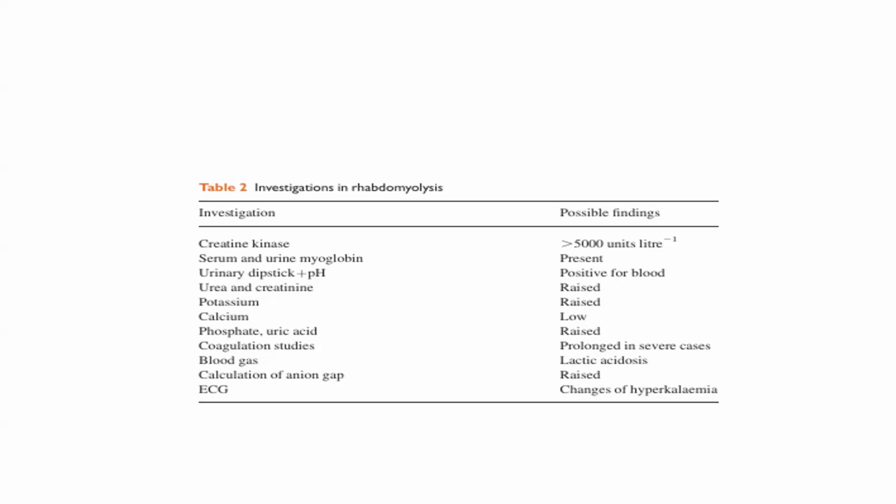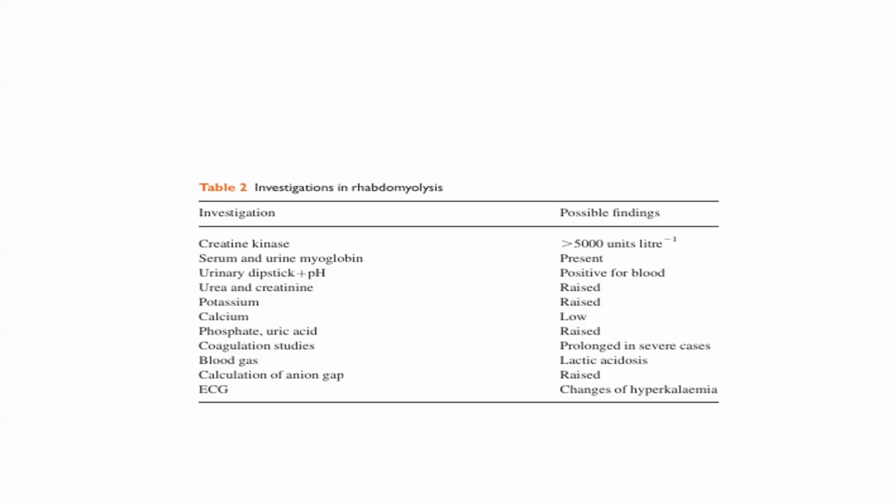But in the absence of myoglobin, we cannot rule out rhabdomyolysis. Then the urine dipstick will be positive for blood. Urea and creatinine will be raised because of the AKI. Potassium will be high, calcium will be low, and phosphate level will be raised.